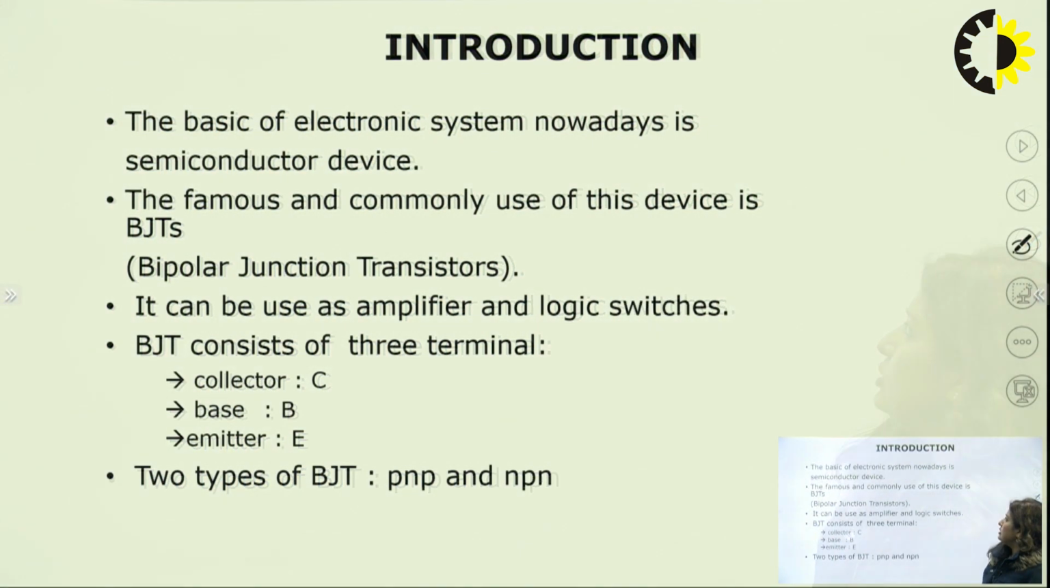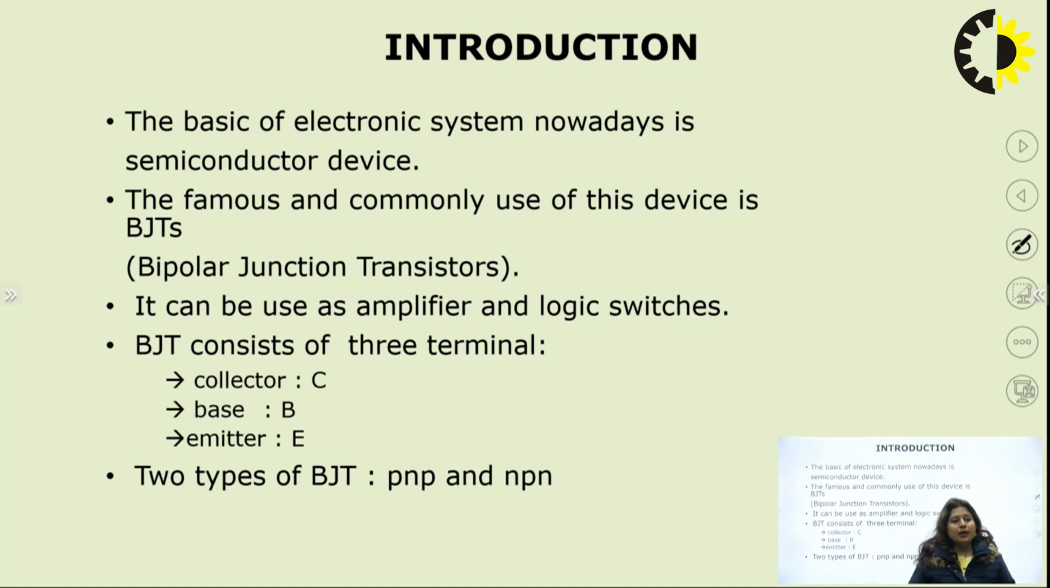The basis of electronic systems nowadays is the semiconductor device. We have already seen different types of semiconductor materials, like indium gallium arsenide, aluminum gallium arsenide or gallium arsenide, and different semiconductor devices like LEDs and lasers. The famous and commonly used device is the BJT, also called the bipolar junction transistor.